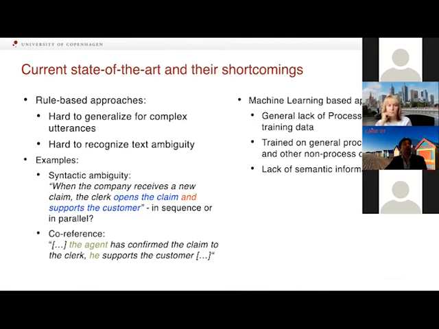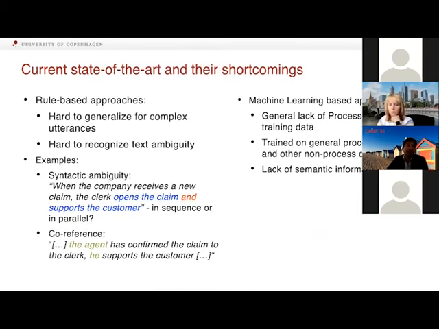Two words on the state of the art and its shortcomings. We can divide this into basically two main approaches, either rule-based approaches or machine learning approaches. In rule-based approaches, we have questions on how you can generalize and build up new rules for different domains and different authors. It becomes difficult to generalize. And the second part is ambiguity.